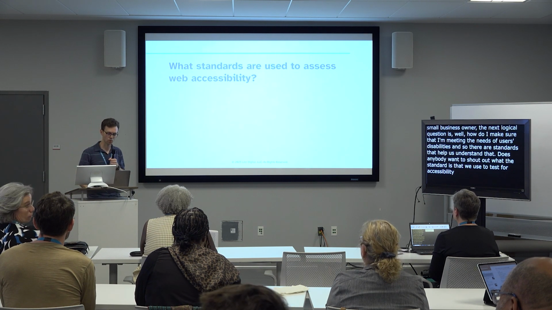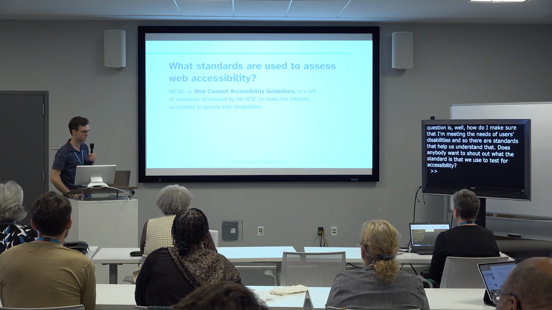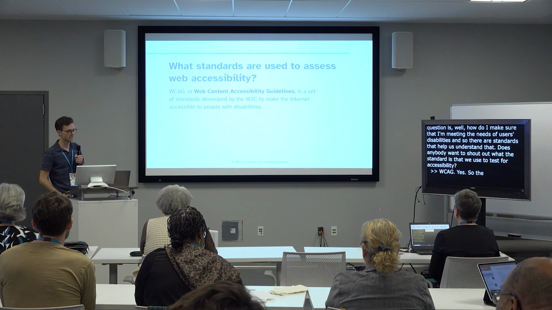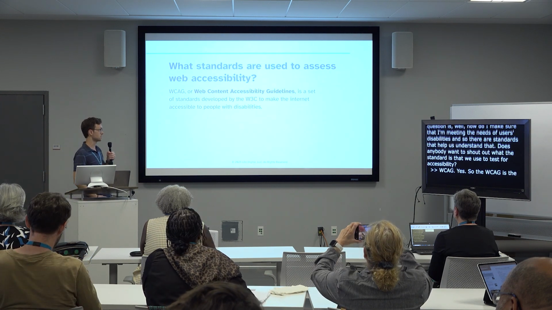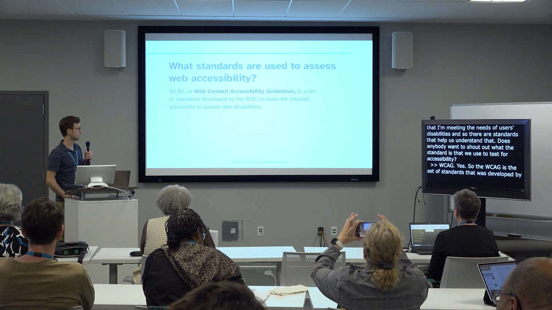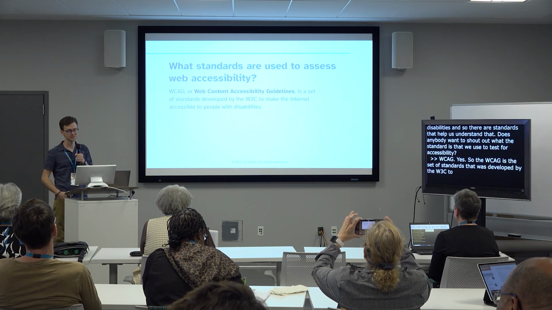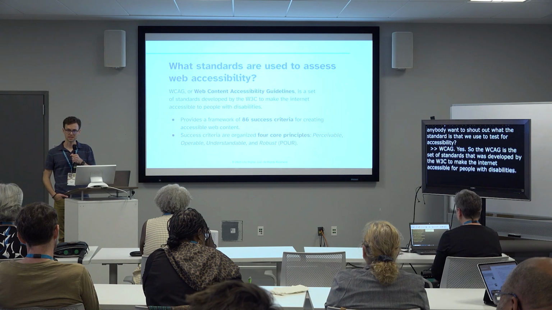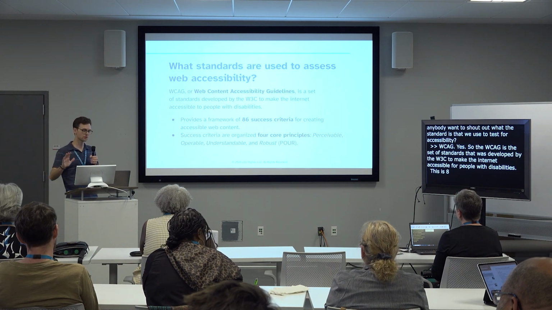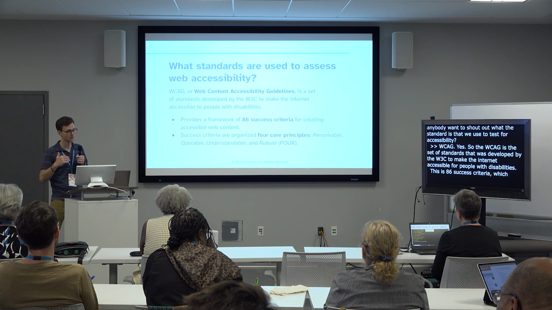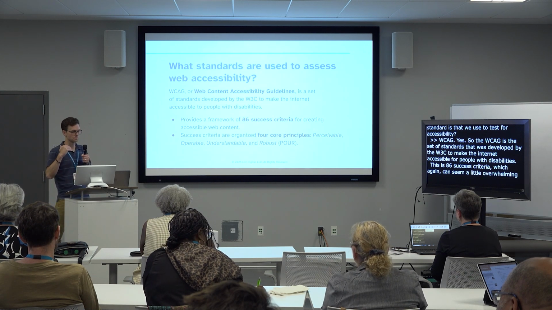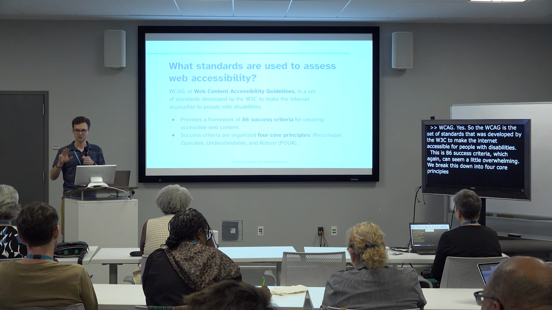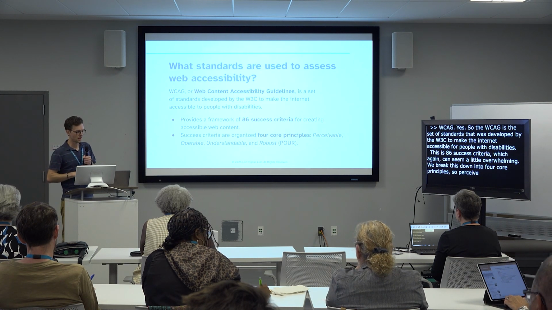WCAG, yes. So the Web Content Accessibility Guidelines, or WCAG, some people call it WCAG, is a set of standards that was developed by the W3C to make the internet accessible for people with disabilities. This is 86 success criteria, which again can seem a little overwhelming. They break this down into 4 core principles: perceivable, operable, understandable, and robust.